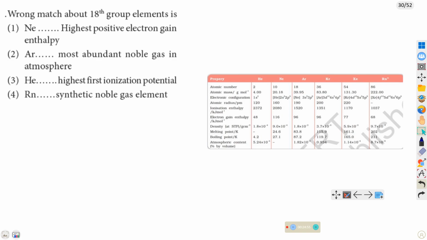Wrong match about 18th group elements. Neon has highest positive electron gain enthalpy. Correct. Argon is the most abundant noble gas in atmosphere. Correct. Helium has highest first ionization potential. Correct. Radon is a synthetic noble gas. Radon is a synthetic noble gas is wrong. Not synthetic noble gas. It is naturally occurring.